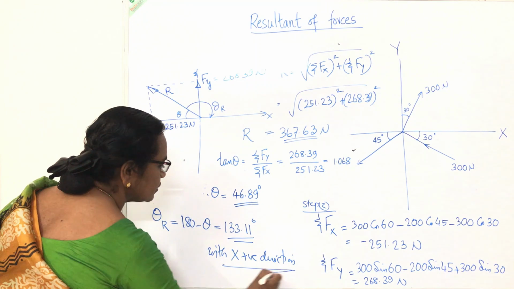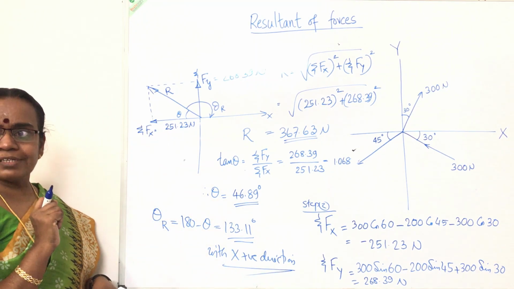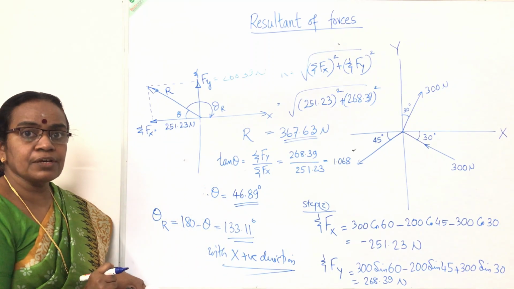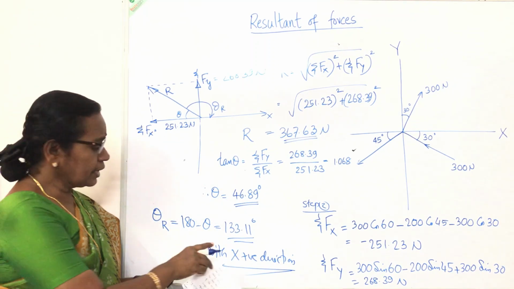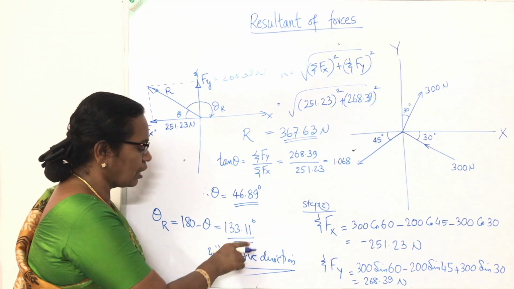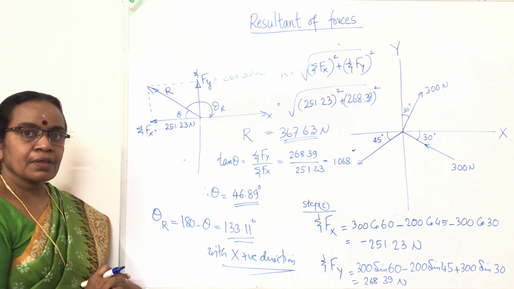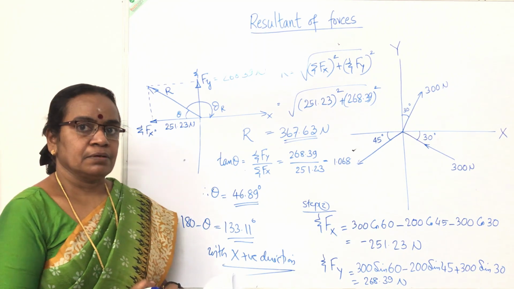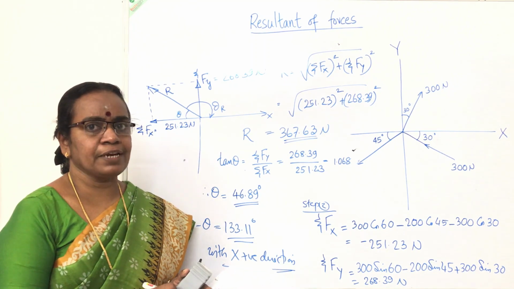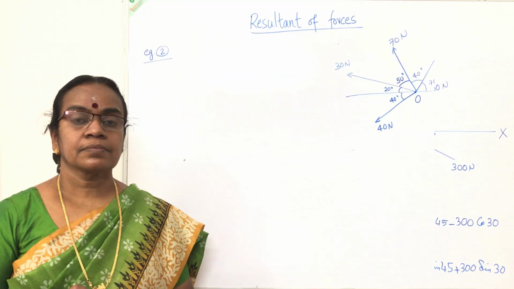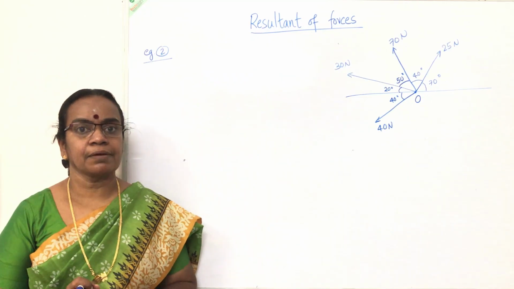So when you give the answer, you have to give the resultant of the force system as 367.63 Newton, making an angle of 133.11 degrees with x positive direction. Okay, I'll give one more similar example. So we'll pass on to the second example.